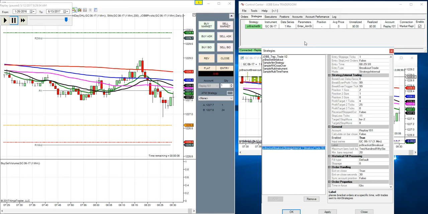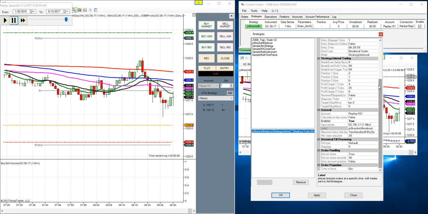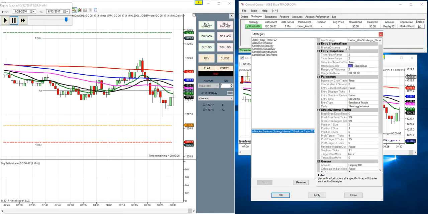Here's my setup. I'm using a bracket of 7, which is pretty big, but it's volatile. I'm using an entry time of 8:29.59, 2 targets for 4 ticks, 1 target for 25 ticks, and a stop of 11. Okay, that's my settings.